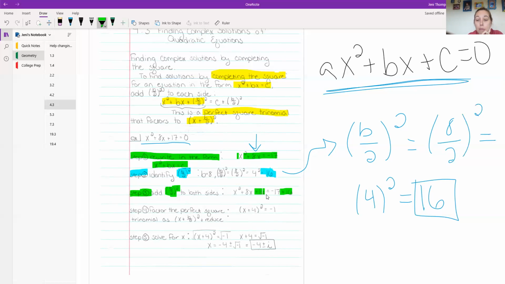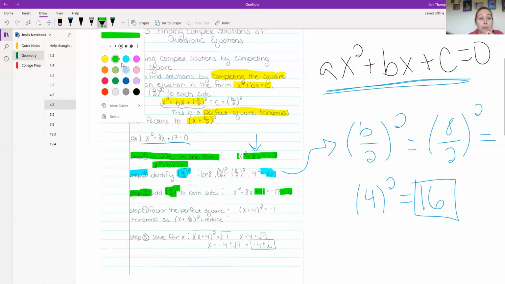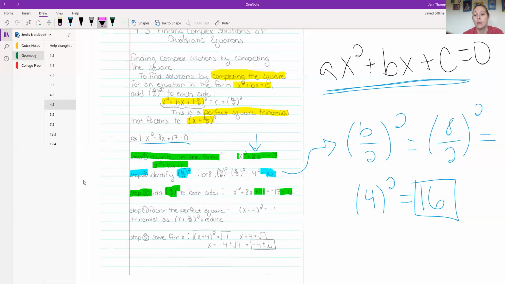The reason that we went through all this trouble, remember, is because now we have a perfect square trinomial on this side of the equal sign, which we can factor to x plus b over 2 squared. Now remember our b over 2 is just this component in the middle, which is 4. So b over 2 is 4. So x plus 4 squared. And then we've got negative 17 plus 16 over here. Well, that's just negative 1.